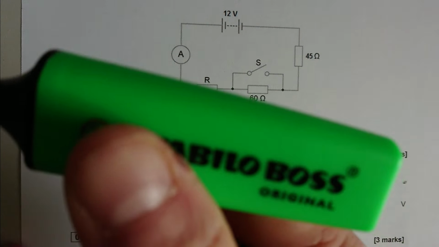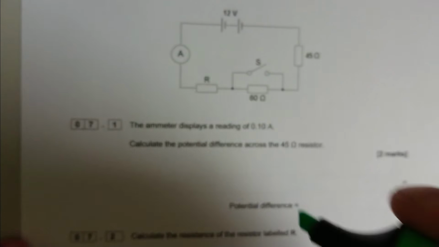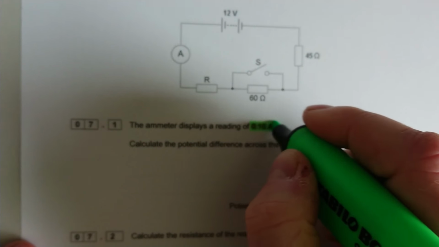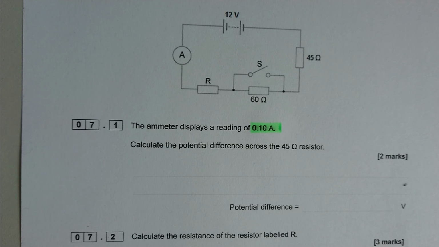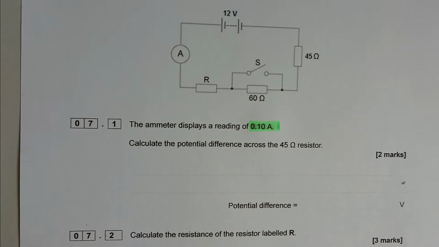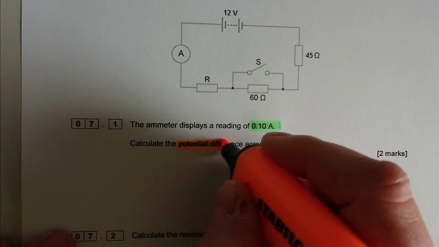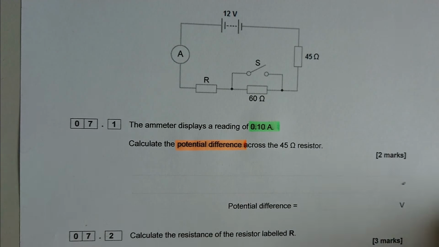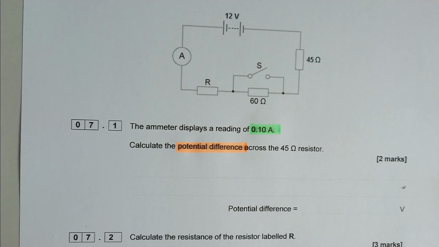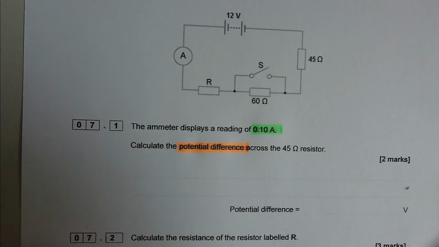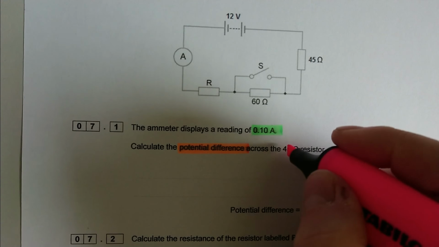Here, I'm going to use green for my current. So 0.1 amps. I'm going to use orange for the potential difference. And I'm going to use pink for the resistor.